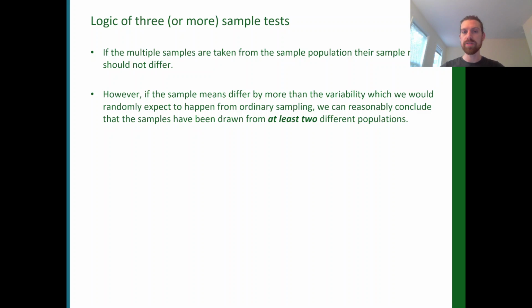However, if there is a difference between those means, then we would expect that these samples have come from 2 or more different populations, okay? So we're not able to specifically identify how many different populations. All we know is that they're going to come from at least 2 different populations, okay?